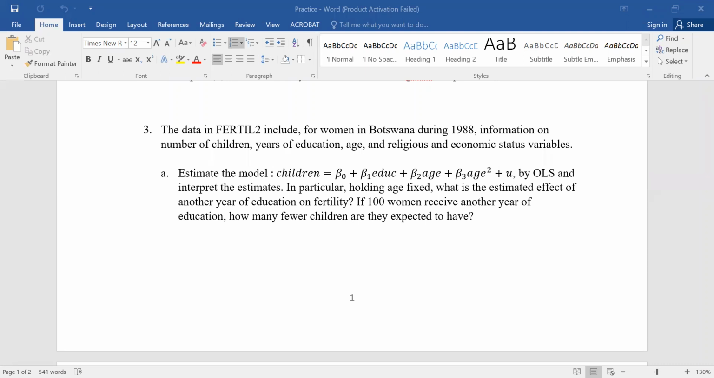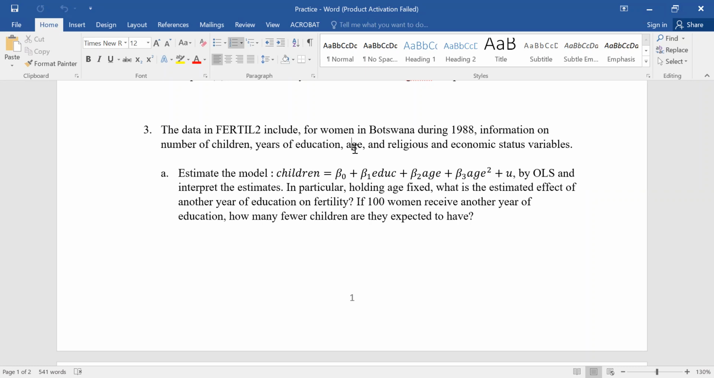So there is something we call fertility in the labor economics literature. Where is the question? Right here. So this is the data for women in Botswana. Children, the number of children. Fertility is not about whether a woman can give birth or not. In the literature, fertility means the number of children a woman gives birth to in her lifetime. The number of children a woman gives birth to in her lifetime is called fertility of women.